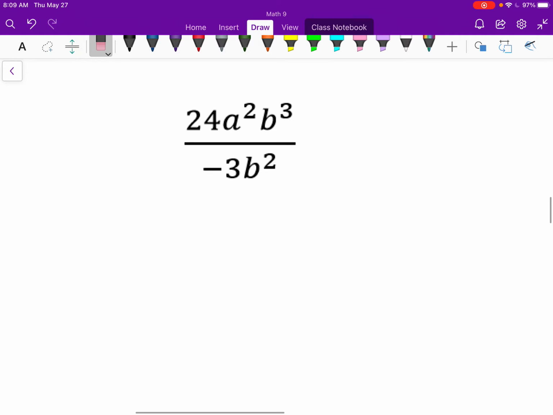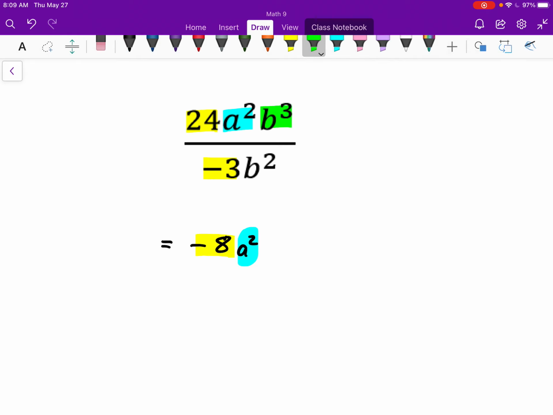And so last one, enough of the 15 and 3's. First, I would think about what 24 divided by negative 3 is. That's negative 8. Then look at my a variable. I have a squared here and nothing else in the denominator. So nothing's canceling out the a squared. So it's just a squared left.